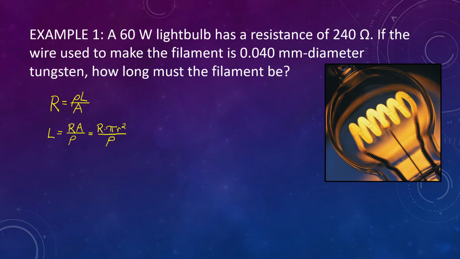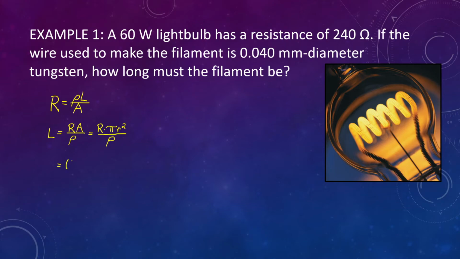The area of a wire: wires are round in nature, or cylindrical, but if you cross-section that wire and look at it from the end on, it looks like a circle. So the area is pi r squared. So we can go ahead and try to plug in our values and solve at this point, because we do know the resistance, we do know the radius, and we do know our value for rho.